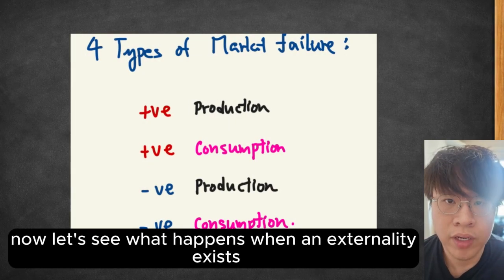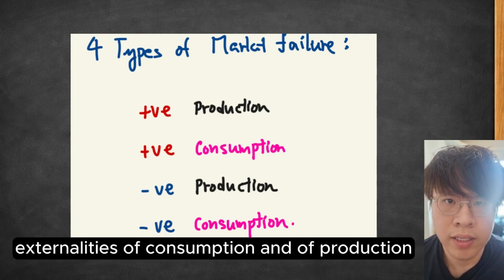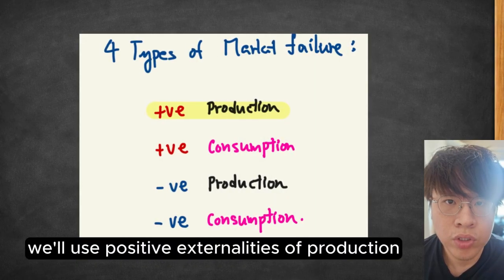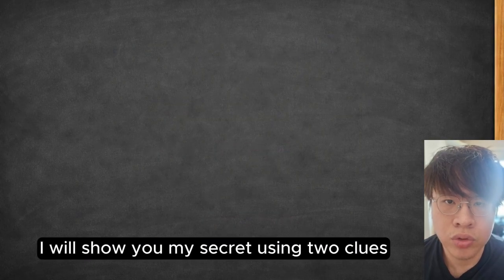Now let's see what happens when an externality exists. In theory, there are 4 types of externalities: positive and negative externalities, of consumption and of production. To keep things simple, we'll use positive externalities of production as our example. Before we draw anything, I will show you my secret, using 2 clues.